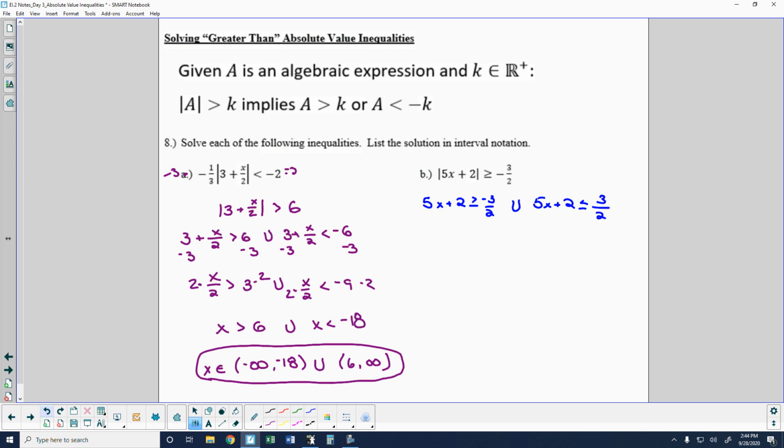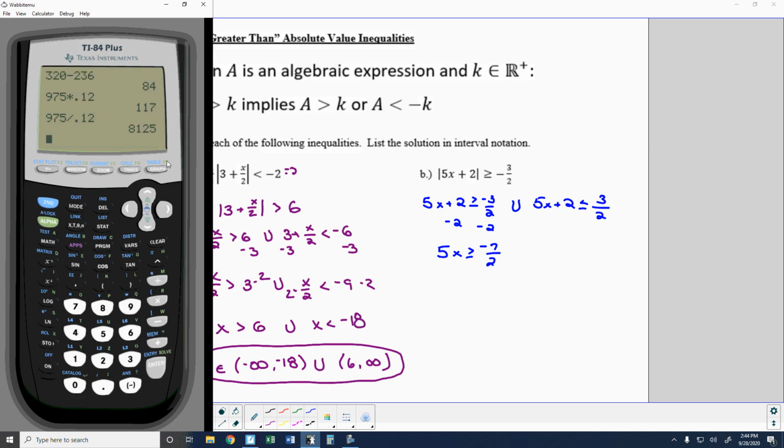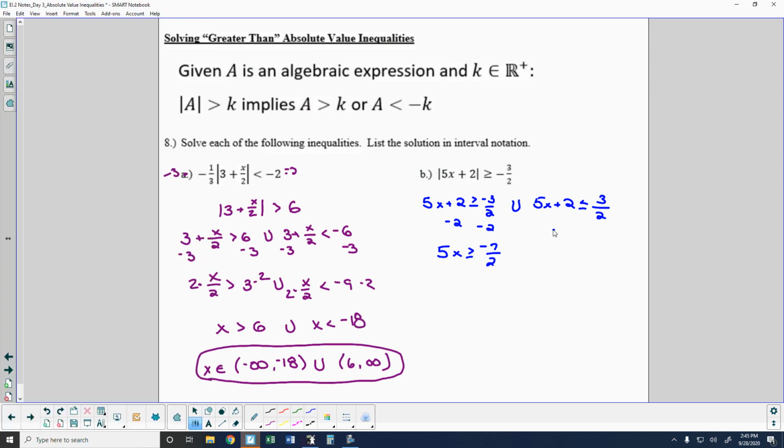So now I would solve for x. I'm going to subtract 2 over here. 5x is greater than or equal to negative 7 halves. And let me show you how we can do that in the calculator real quick if you struggle with fractions. So if I wanted to do that quick subtraction in the calculator, I could do negative 3 over 2 minus 2. It could give me a decimal or hit math, and it puts it in a fraction. So if you need help with fractions, your calculator will help you solve those.